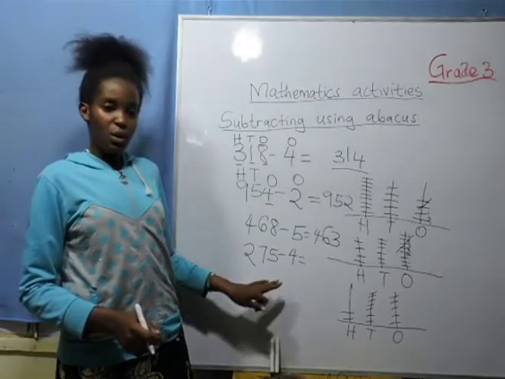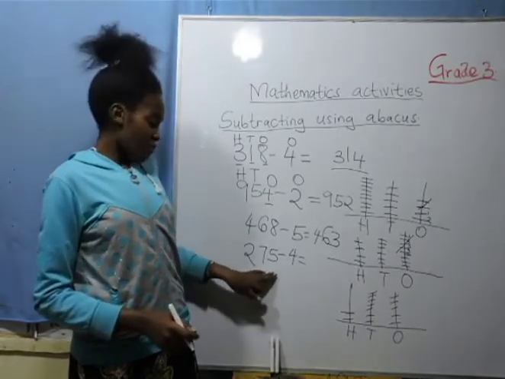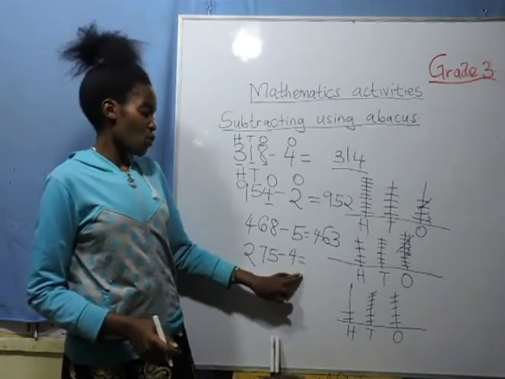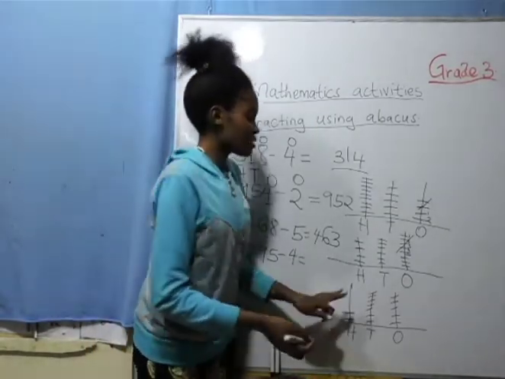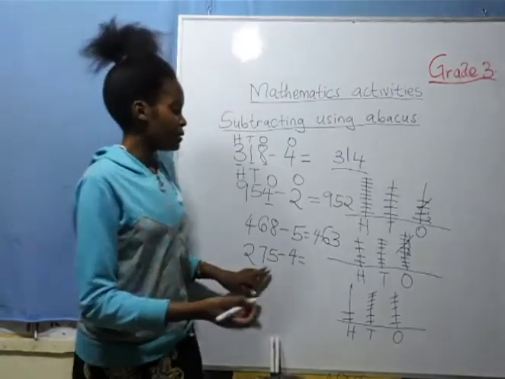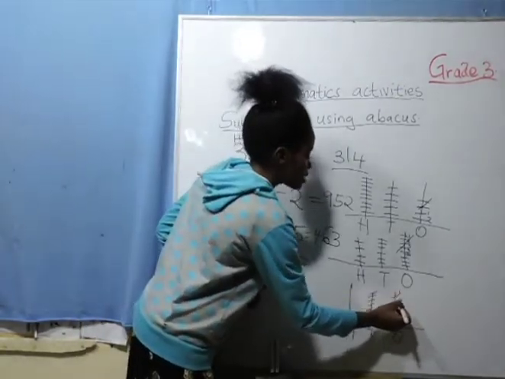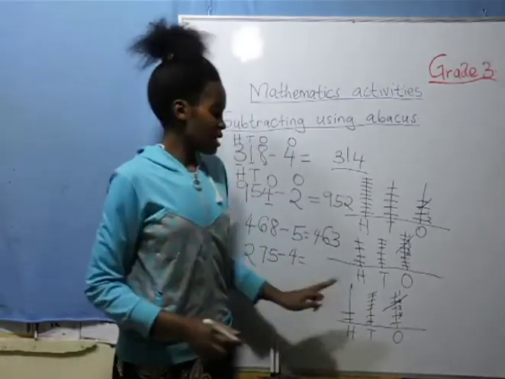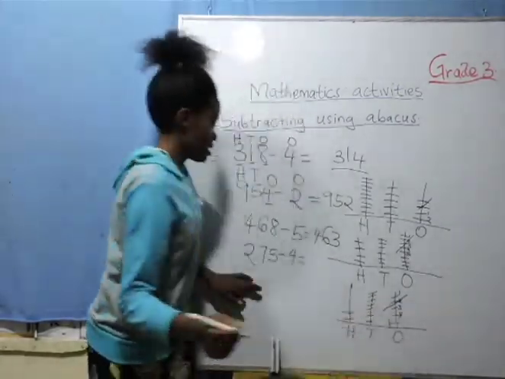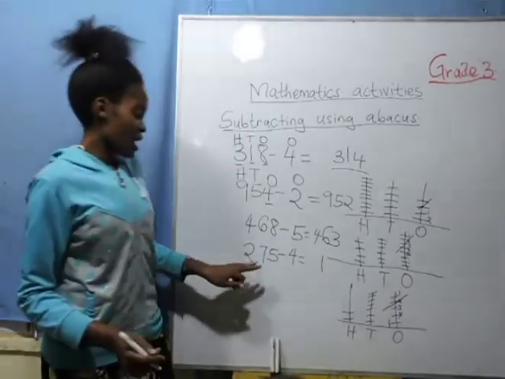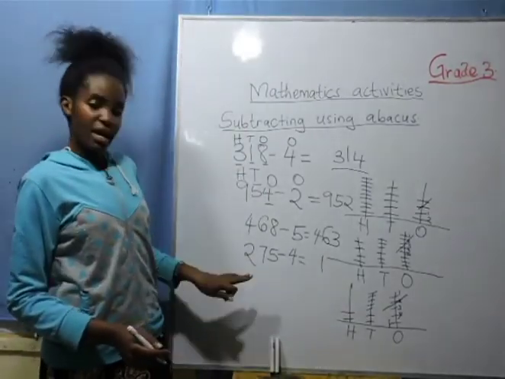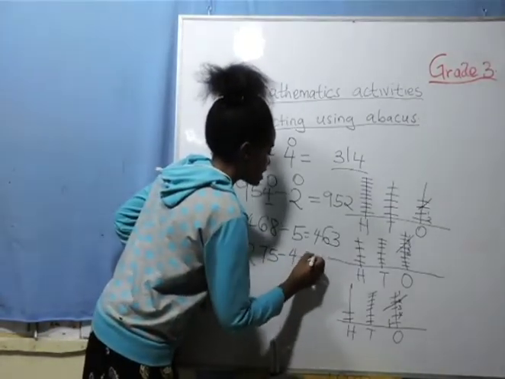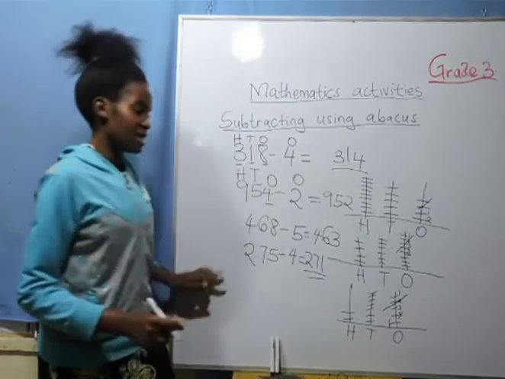Now we are going to take away which two numbers? 5, good, and 4. Good. We are going to take away 5 and 4. Now let's go to our ones place value. We count how many? 4. 1, 2, 3, 4. Then we take away. We are going to remain with 1. Good. We are going to remain with 1. And in our hundreds place value, we are not going to take away. And in our tens place value, we are not going to take away. It will remain as 271. That is our answer.